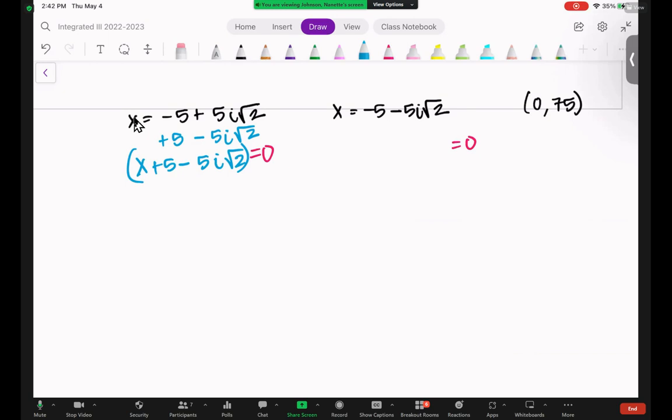Actually, can you practice that? Can you practice moving all of the stuff on the right-hand side of that equation to the left-hand side, therefore solving for 0? Go ahead and do that.